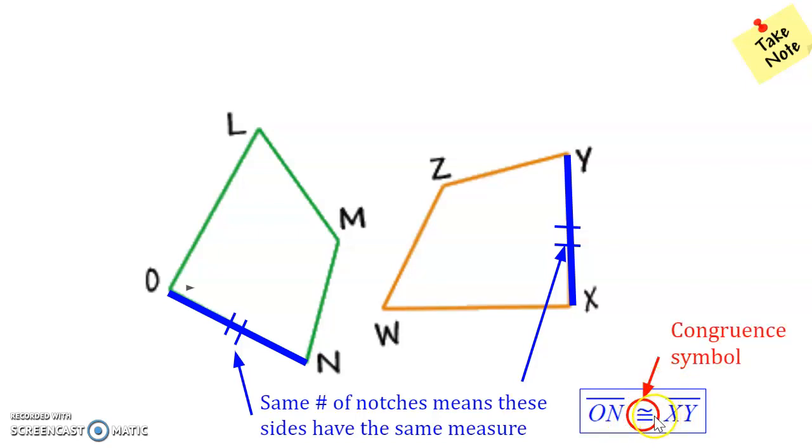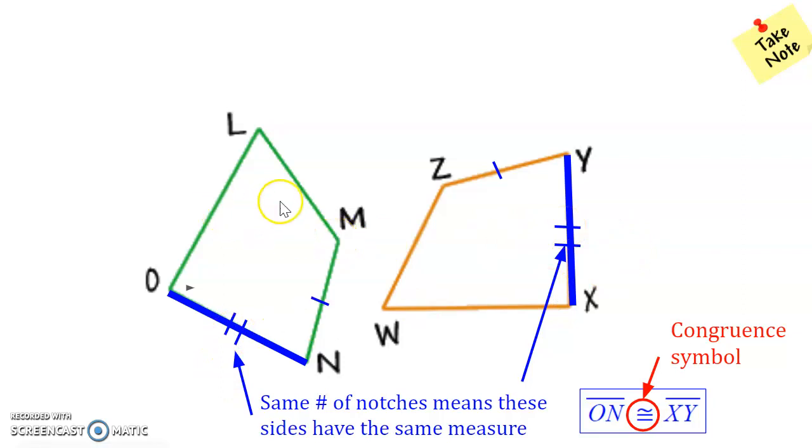Okay, so that's the congruent symbol to say that line segment ON, the blue segment, is exactly the same as, or congruent to, line segment XY or YX. Consequently, we can use the same number of notches to say that line segments MN and ZY are exactly the same length, or they are congruent. So they have two notches matching with two notches.